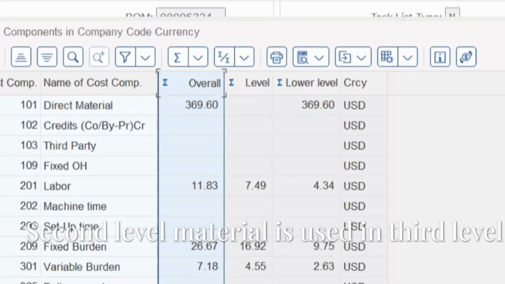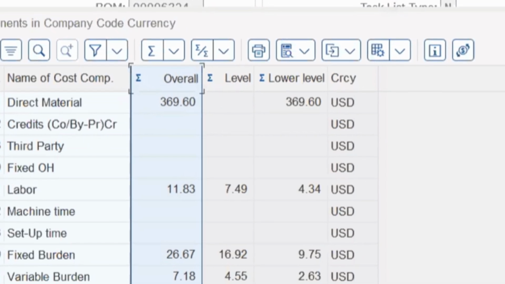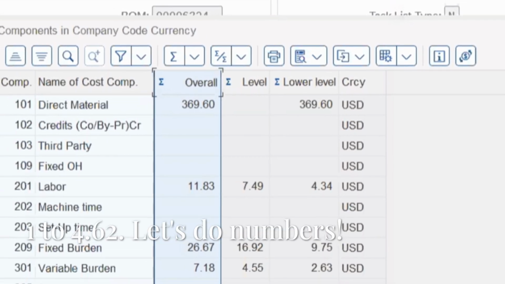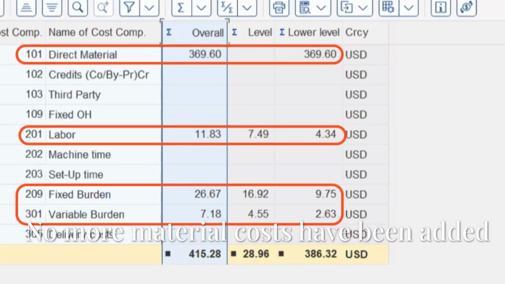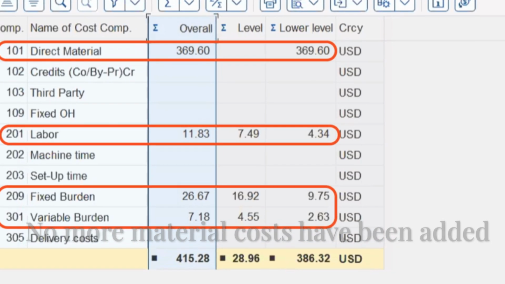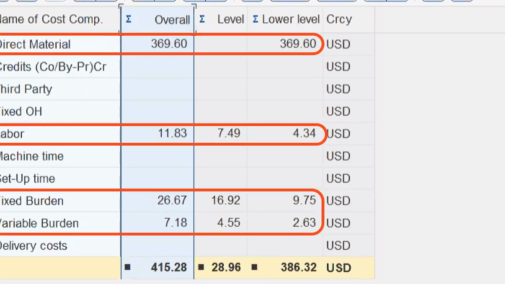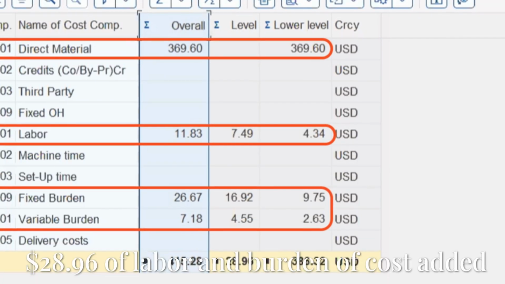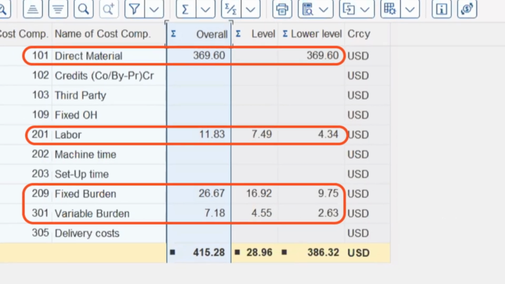Similar explanation if the second level material is used in a third level within the supply or production chain. Let's assume a 1 to 4.62 proportion based on the bill of materials. The cost component split will show $369.60, which is 4.62 times 80 of material costs, as no more material costs have been added, but, say, $28.96 of labor and burden at that level.